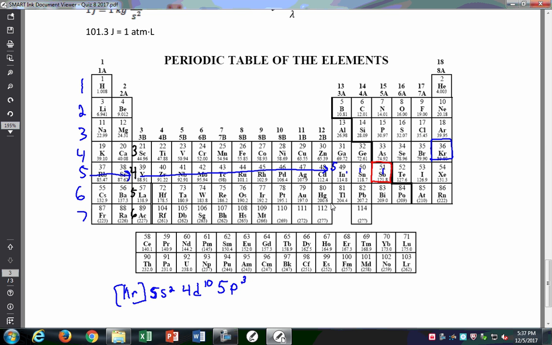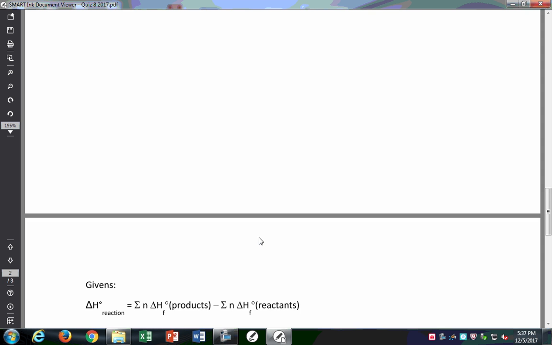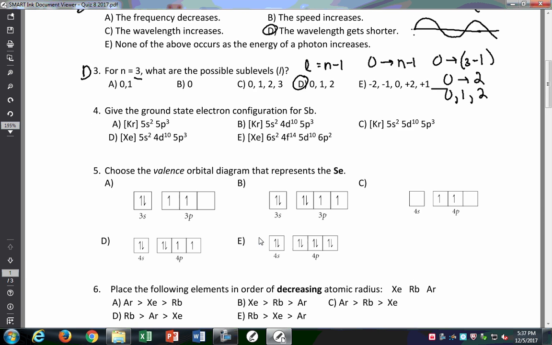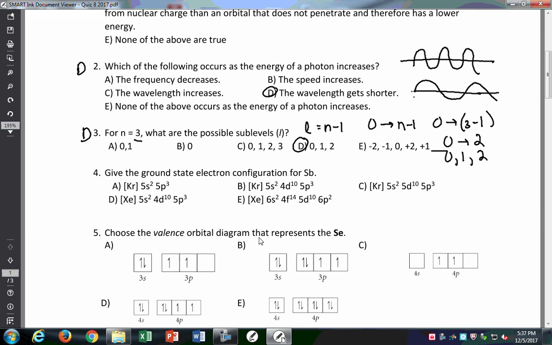And this is neutral. If it was a charged Sb, then we would either add electrons or take away depending on the charge. If it's negative, we're adding electrons. If it's positive, we're taking them away. So that's B.